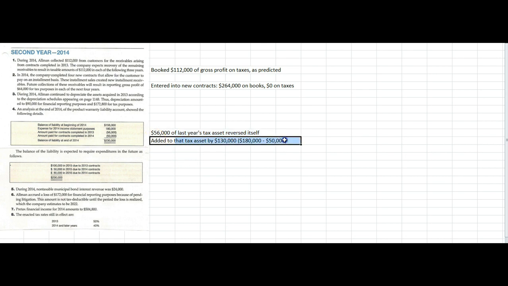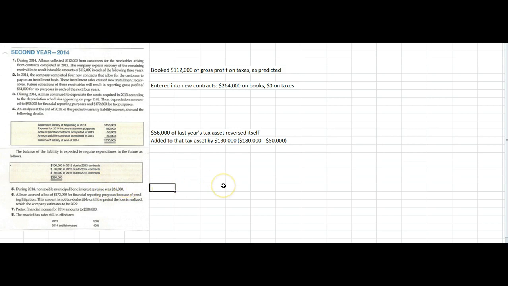We're also going to add, because we had sales for this year with some warranty expense. So on our books, we booked $180,000 worth of estimated warranty liability, but we only paid $50,000 out this year to fix things that we sold this year. So we've got $130,000 of new warranty expenses that we booked on our books but haven't booked on our tax return yet.